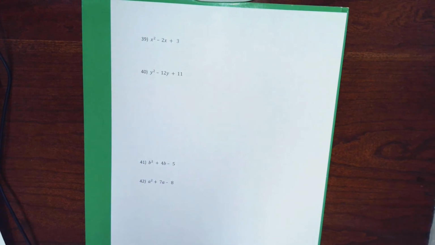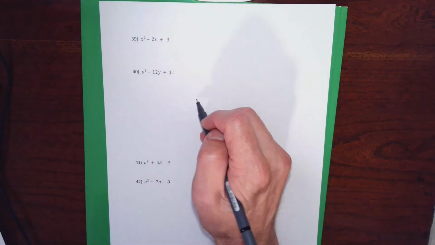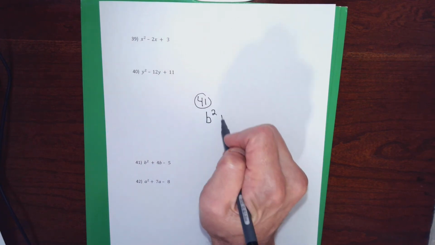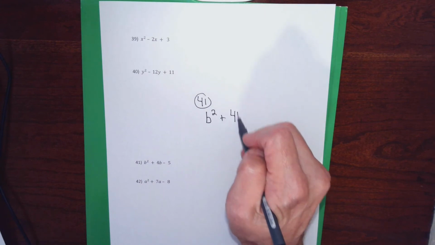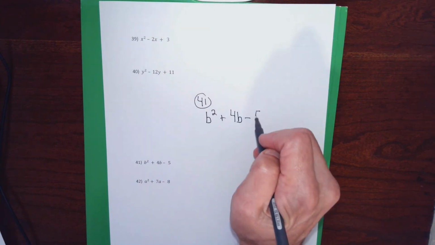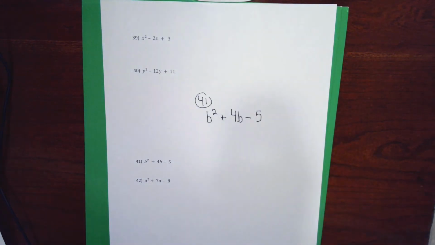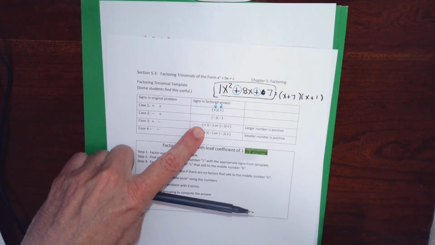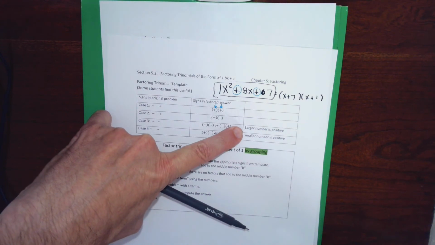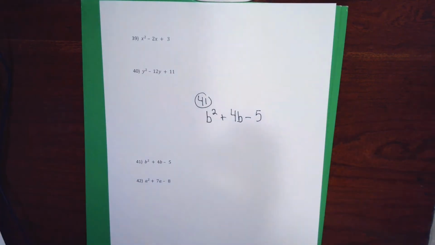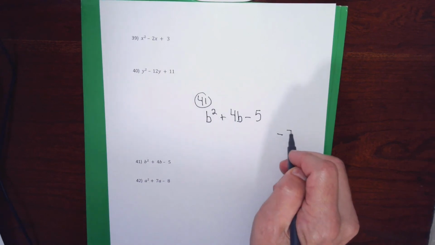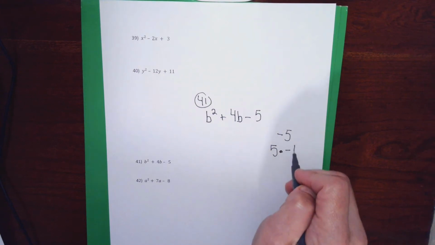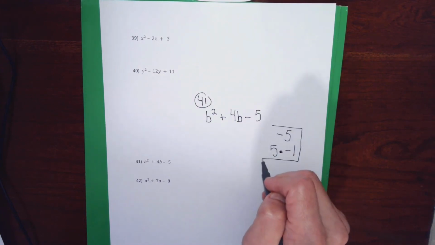Let's do 41 together. So 41, I ask you to factor b squared plus 4b minus 5. First sign is plus, second sign is minus. I need the plus minus factors for negative 5. Larger number positive, smaller number negative. So first step, I'm going to look at that negative 5, and I'm going to write its factors down. Larger number positive, bigger number negative. 5 is a prime number, so those are my only choices.